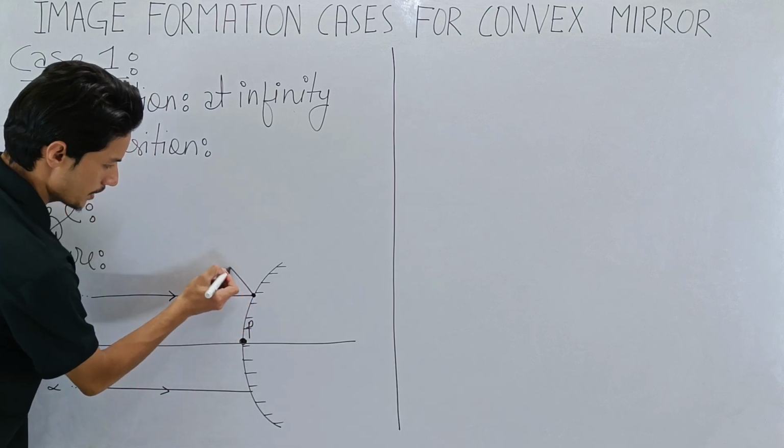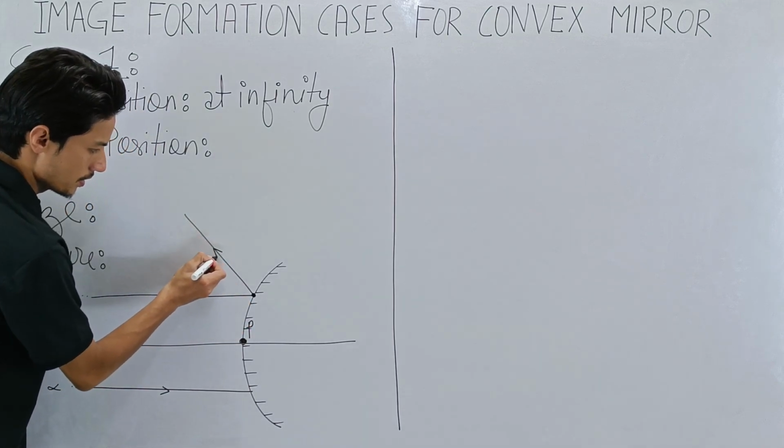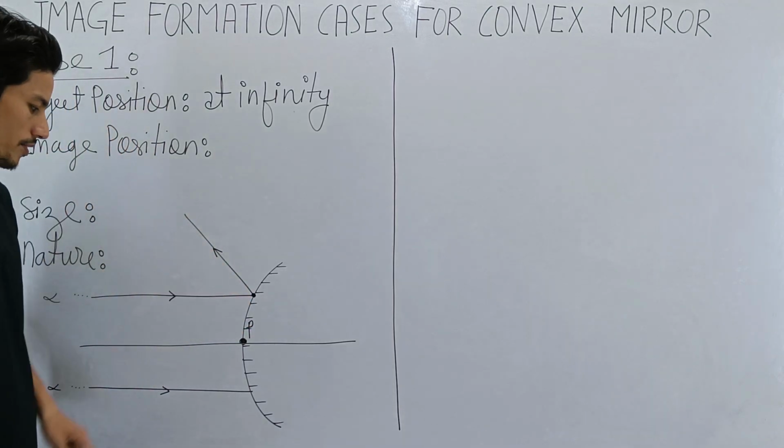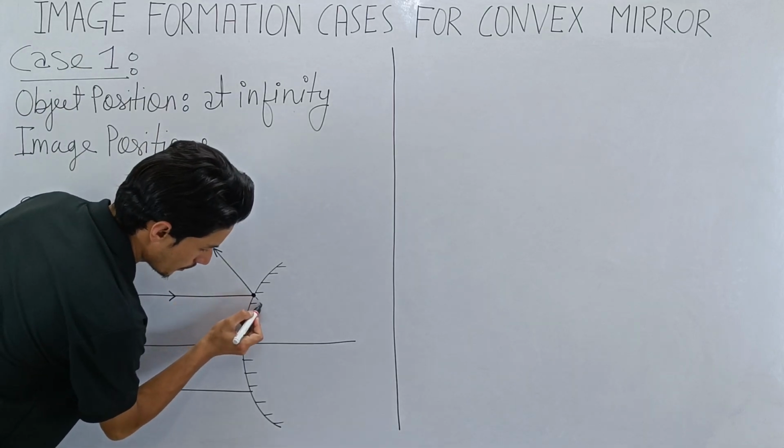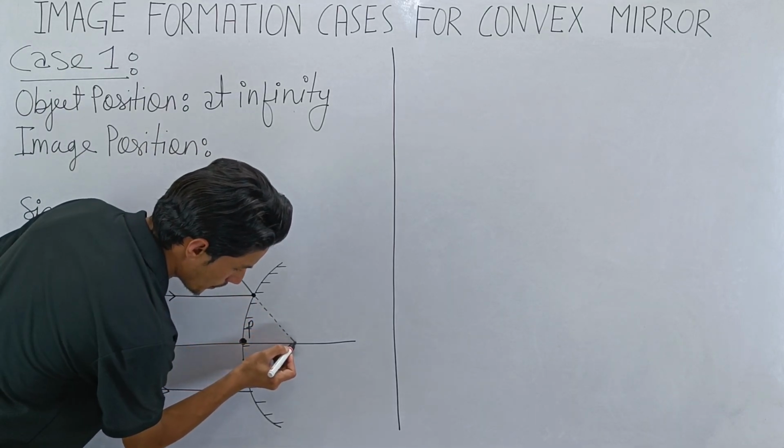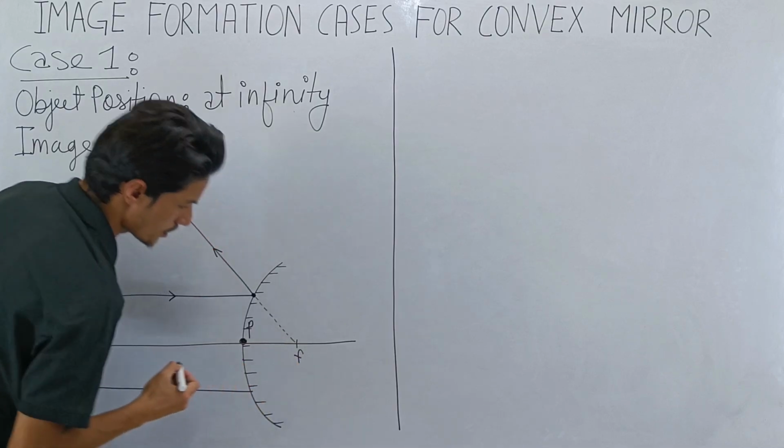So let the ray diverge like this. So this is how the rays will diverge. Now what we do is we trace it back, and then it will follow rule number 1, which is it will appear to meet at focus. So this will be our focus.